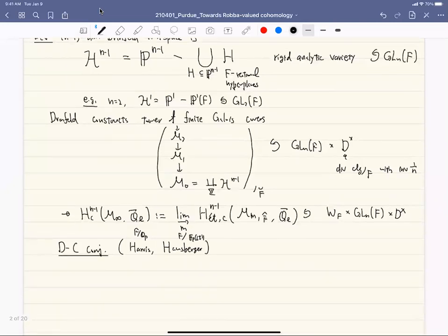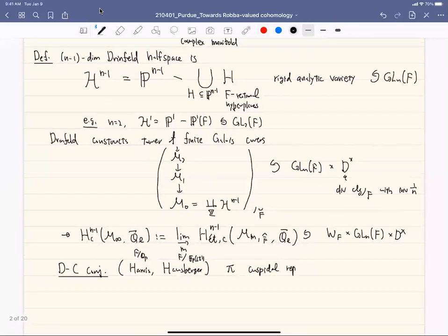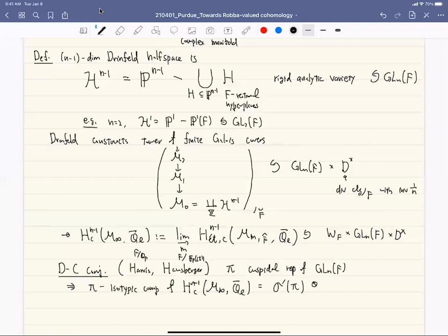So if you start with a supercuspidal or cuspidal representation of GL_n(F), then you can just consider the pi-isotypic component. Then the conjecture roughly states, or the theorem states, the pi-isotypic component of this gigantic space sees local Langlands as well as local Jacquet-Langlands. Namely, as a representation, this is described in this way.